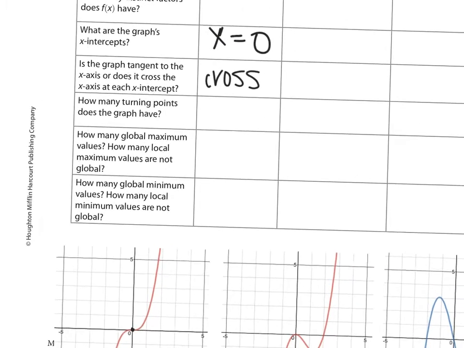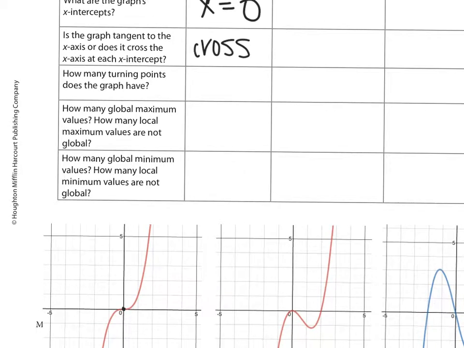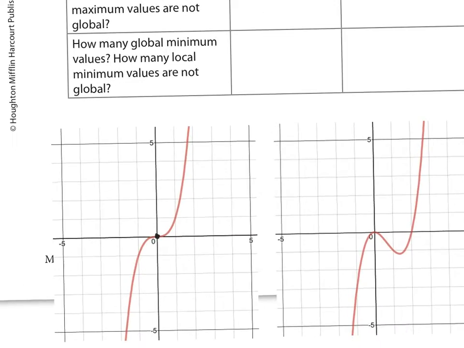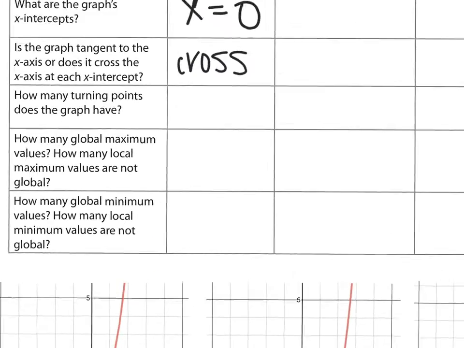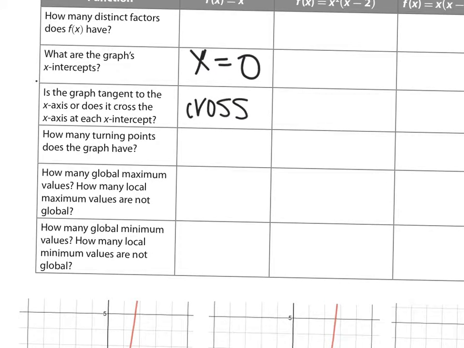Okay, the next question asks, how many turning points does the graph have? When you think about turning points, think about when the graph changes from increasing to decreasing. If I were to follow this graph from the bottom, is this function always increasing, or at some point does it change? It's always increasing. So that means there are no turning points here. There are 0 turning points in this function.